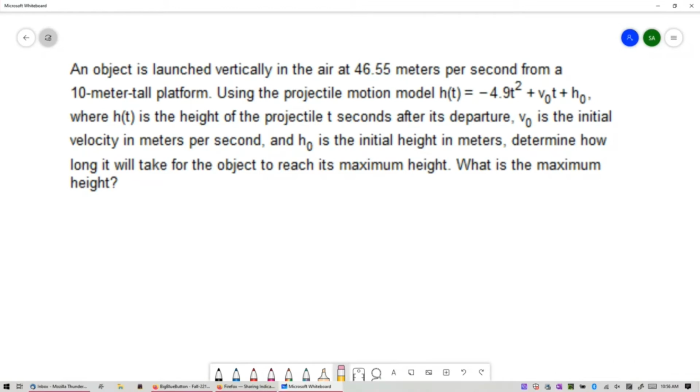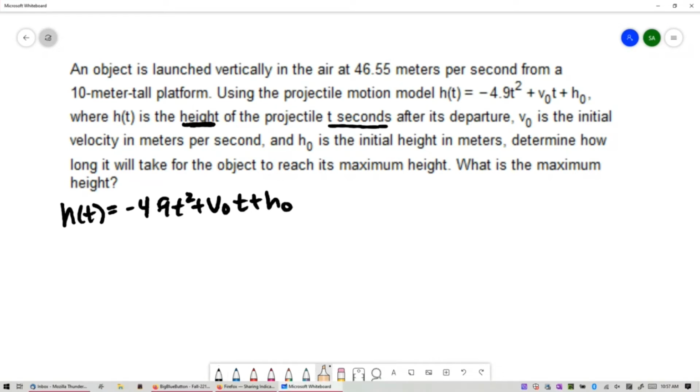So we're given this quadratic function, and this quadratic function is a model of the height t seconds after departure. So our model, h of t, is negative 4.9 t squared plus v naught t plus h naught.